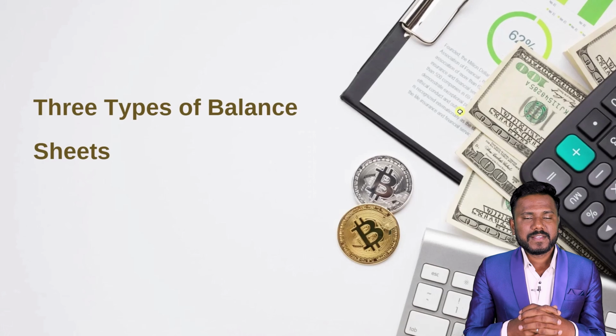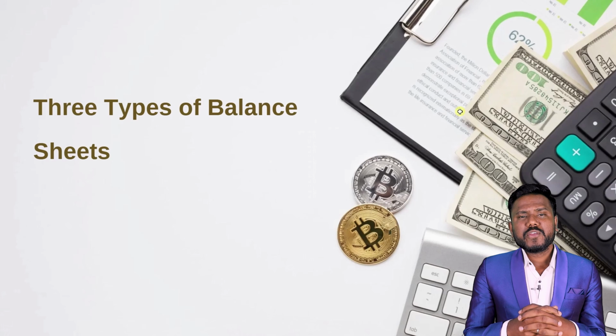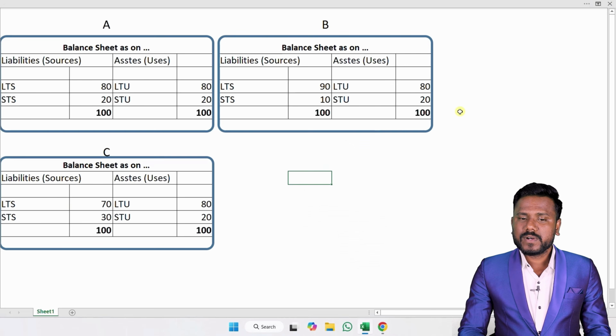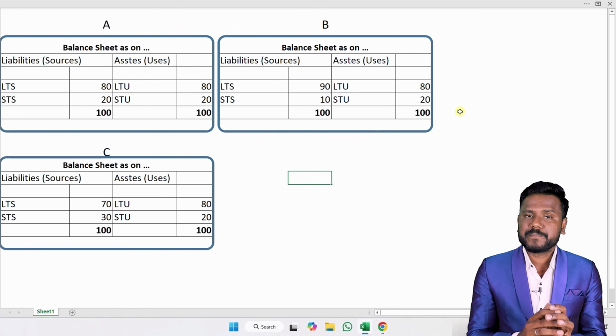Do you know one thing? There are only three types of balance sheets. You take any company's balance sheet, it should be one of these three, right? So let me show you three types of balance sheets: a company A, a company B, a company C.